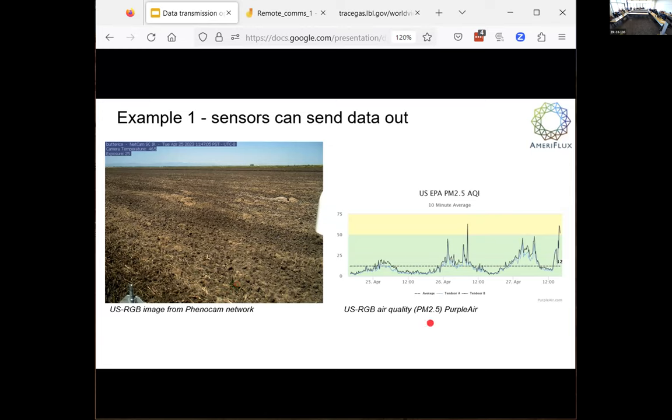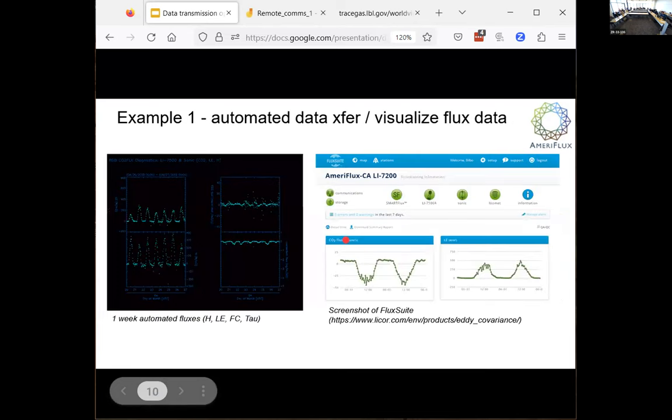Another example are these air quality sensors. They're measuring particulate matter concentration as part of the PurpleAir network. These became really popular during some of the wildfire episodes we had in California and in the West broadly. These are also on a cloud server, so they just need to be put on the internet, and they're sending out data automatically.